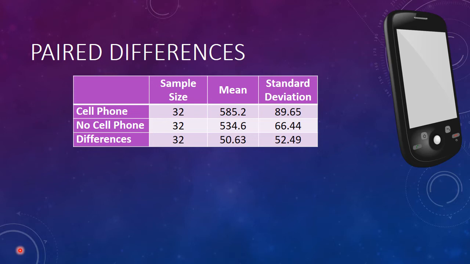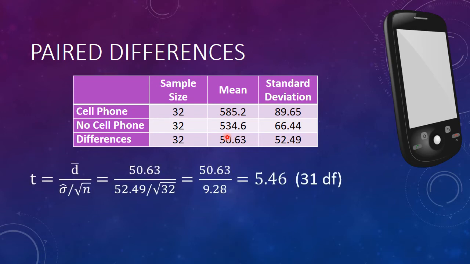Which standard deviation are we going to use for our test statistic? We want the standard deviation of the differences in the paired measurements. In this case, it's 52.49. Our test statistic is t equals the average difference divided by the standard error. So that's 50.63 milliseconds divided by the standard error, which is 52.49 milliseconds divided by the square root of our sample size, which is 32. That gives us a test statistic of 5.46. We're going to compare this with a t-distribution with 31 degrees of freedom. We have 32 in our sample size, we take off 1, and that's the number of degrees of freedom we have.